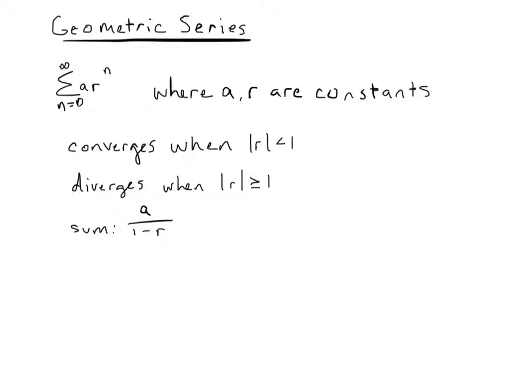When the absolute value of r is less than 1, our geometric series is going to converge. When the absolute value of r is greater than or equal to 1, it diverges. The sum of a geometric series is a, or the first term, over 1 minus r, and r is that factor that you're multiplying each term by, which will make more sense in the example on the next page. But make sure this is all stuff that you need to memorize.